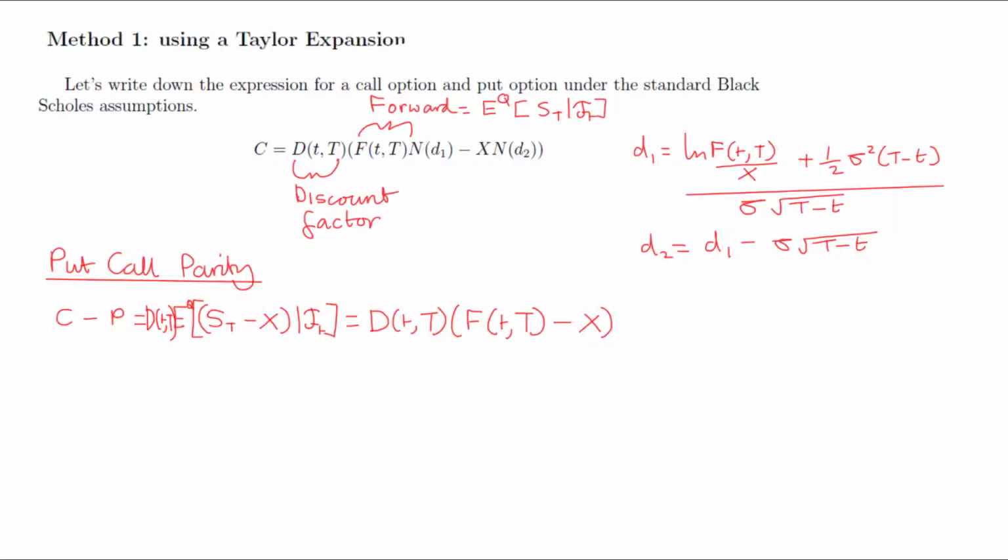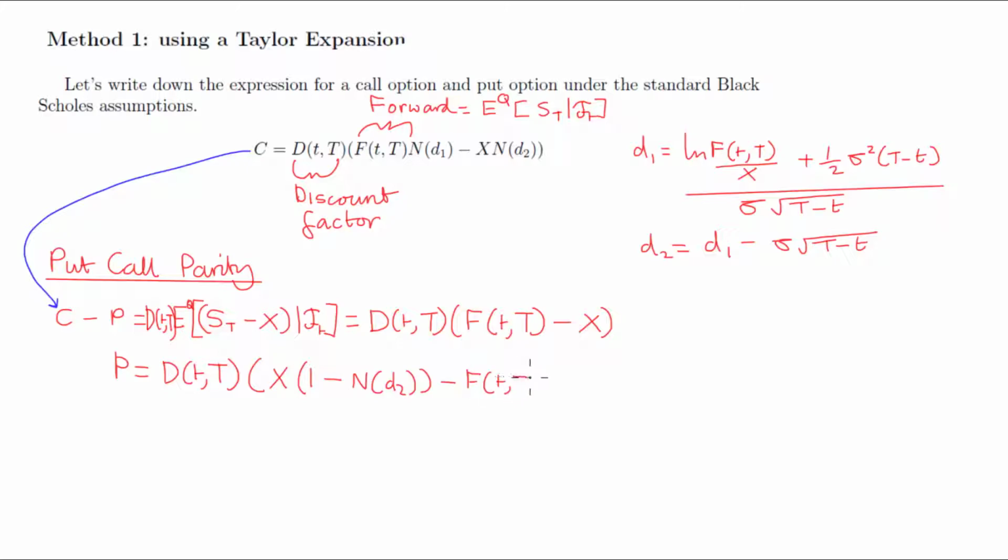So what we do now is take the expression for the call option price, plug that into here, and solve for P, the put option price. So what does that give us? It gives us the put option price is the discount factor multiplied by the strike times 1 minus N of d2, minus the forward times 1 minus N of d1.